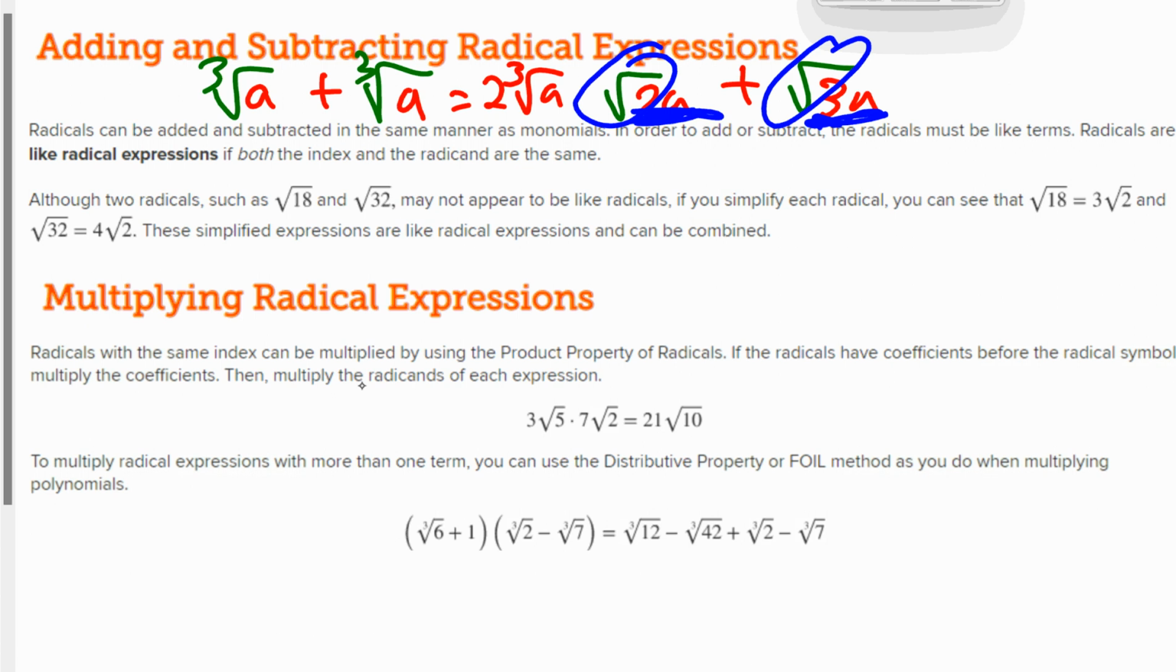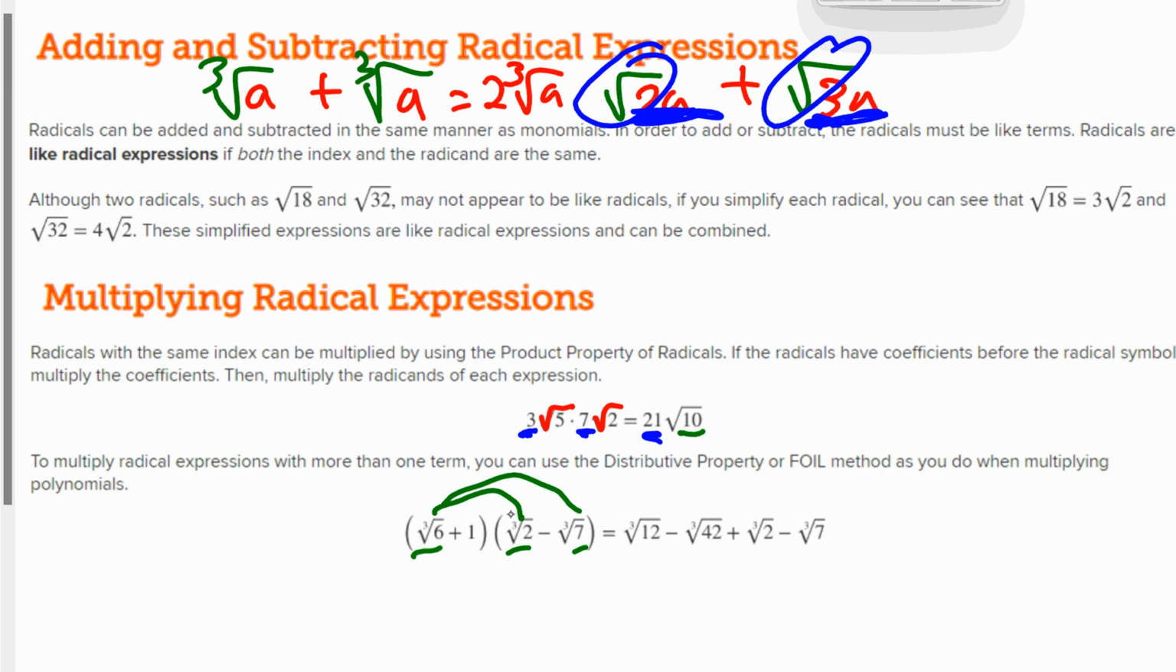Now when I'm multiplying them, it's okay if they're different, but they have to be the same type of root. So when multiplying, they have to be the same type of root. So multiply what's on the outside times outside, 21, and then if it's the same type of root, these are both square roots, so I can multiply the inside. 5 times 2 is 10, right? So 21 root 10.